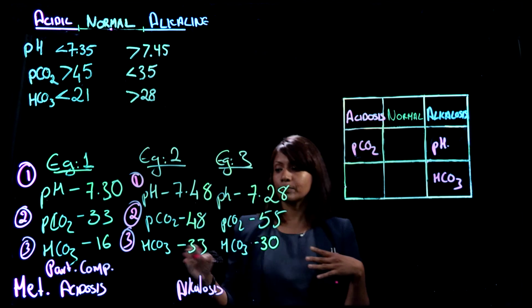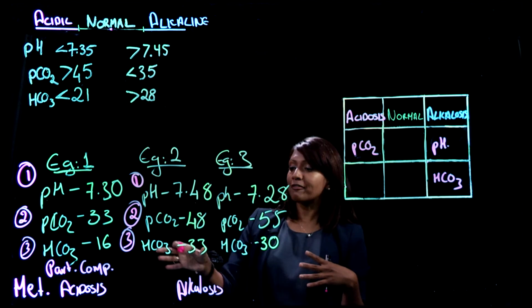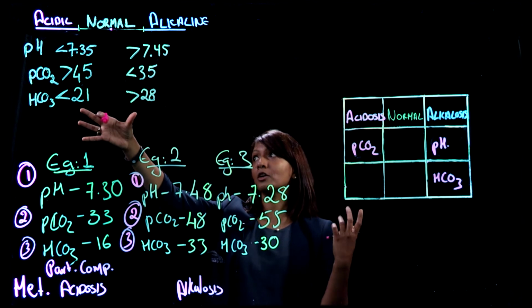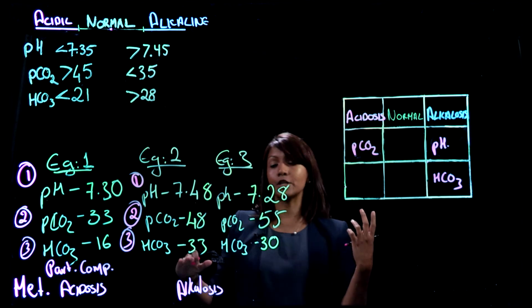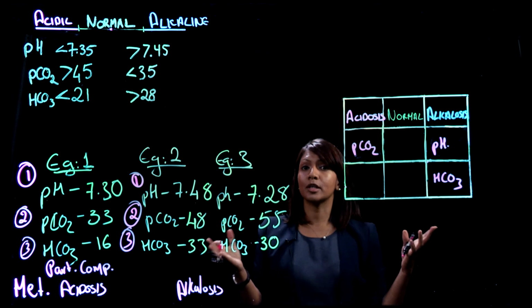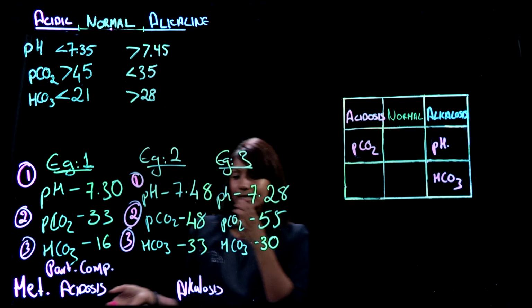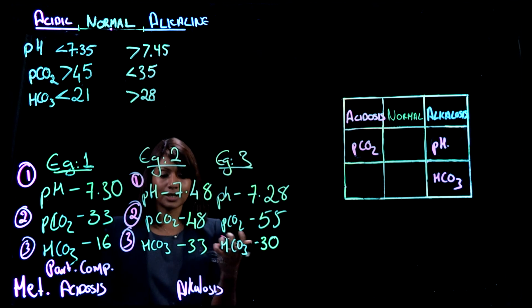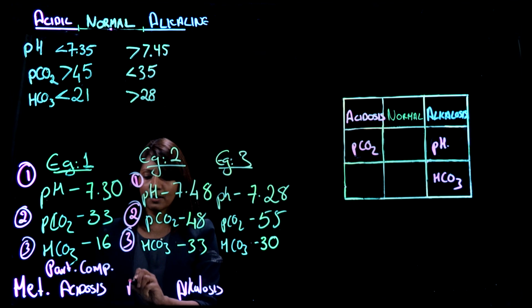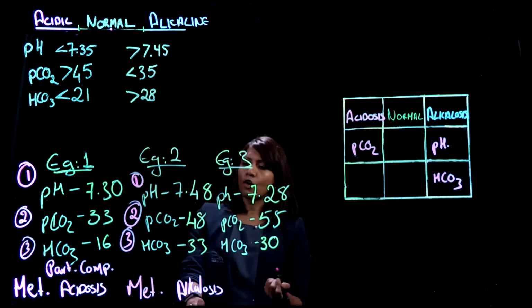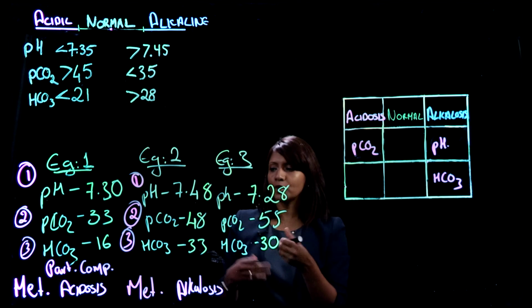Bicarb, there's the buffers. Remember, the normal amount of buffers in our body, or bicarbonate, is 21 to 28. Now the count is 33. That means there's an abundance. They're getting rid of that acidemia. Therefore, we're in a state of alkalosis. So it's metabolic alkalosis. So what happens to the lungs again?